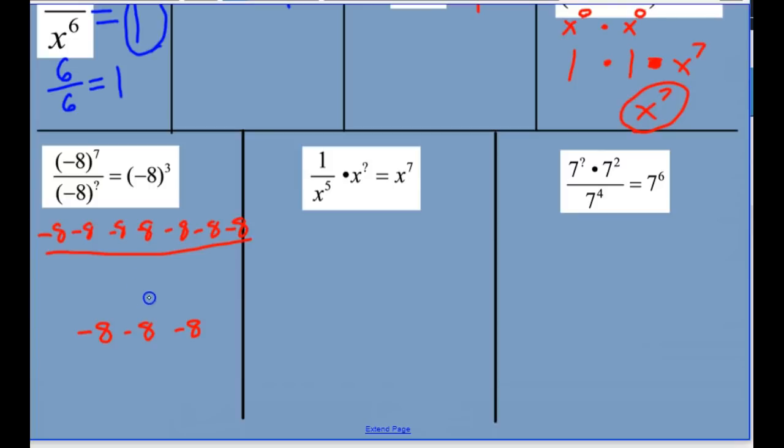So what we need to do is take away our 3 negative 8s. So if we take away our 3 negative 8s, what we're left with is 1, 2, 3, 4 negative 8s. So we know on the bottom that we are going to come out with negative 8 to the 4.